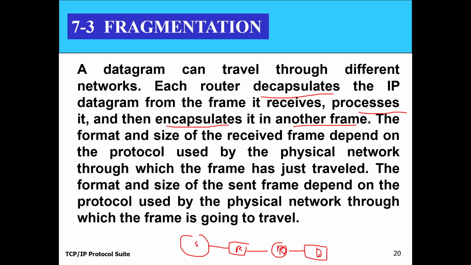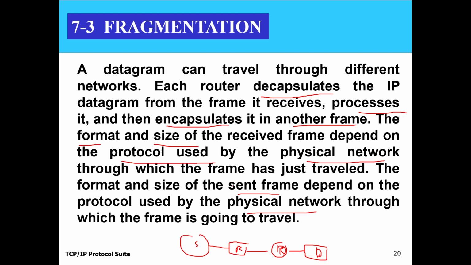So anyway, you're gonna take a look at the format and the size of the received frame, depending on the protocol used by the physical network. It's gonna go from IP to Ethernet. That's one scenario. You're gonna go to ATM. That's another scenario. You're gonna go to token ring. That's a different scenario. So the layer 2 protocols are different. The format and the size of the frame depend on the protocol used in the physical network through which it is going to travel.